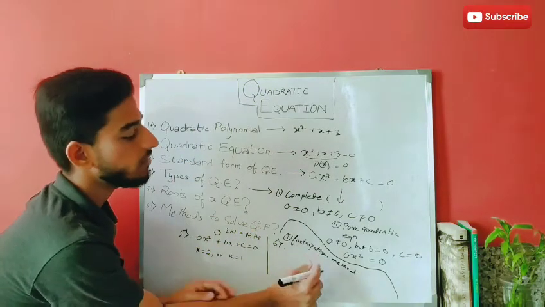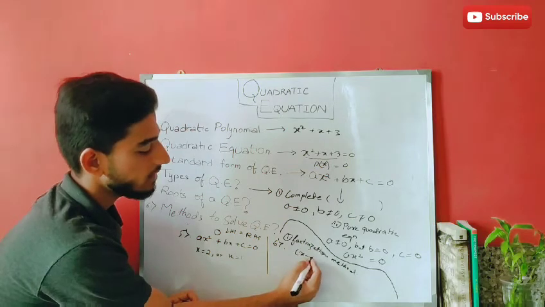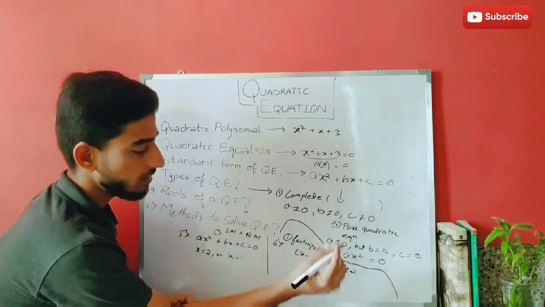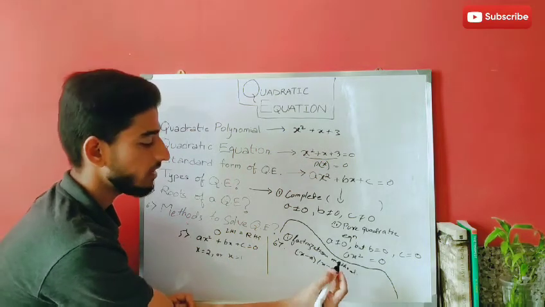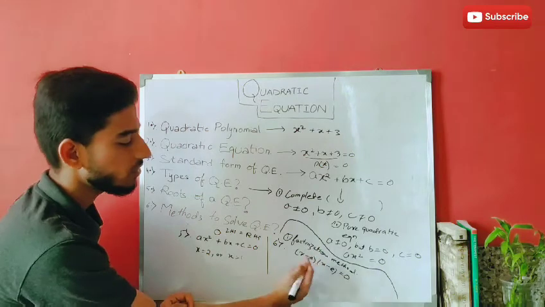When we are doing the factorization method, at last we will get like this: x minus a into x minus e, where e and a are constant numbers, is equal to 0. Like this we will get, and then we will solve for x.